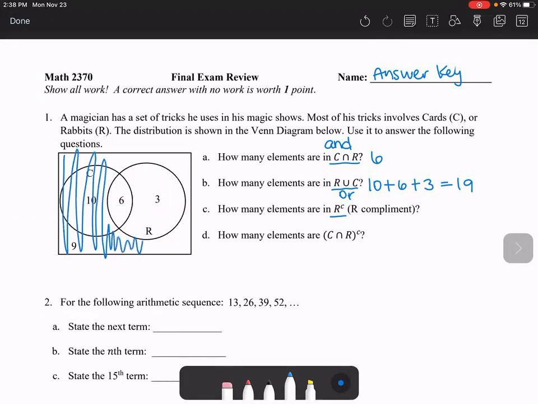Complements are typically where we consider the universal set more, right? The box that the circles live in. So we're going to look at everything that's in the box that's not in the circle corresponding to R. Sorry, it's going to be the 10 things that are just in C plus the 9 things that are not in R and not in C, that are just outside the circles but still in the box. So that's going to be a total of 19.